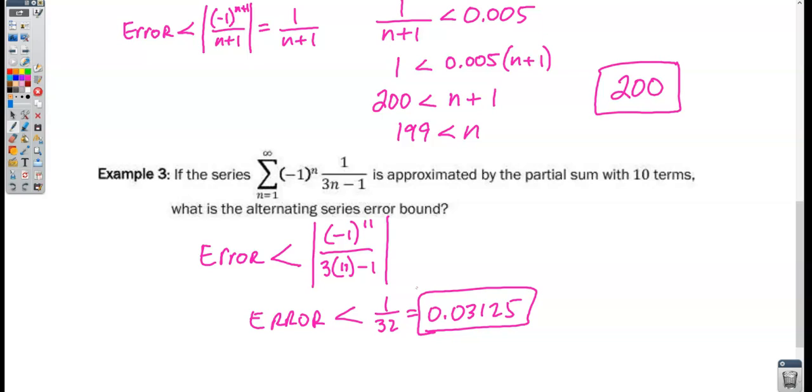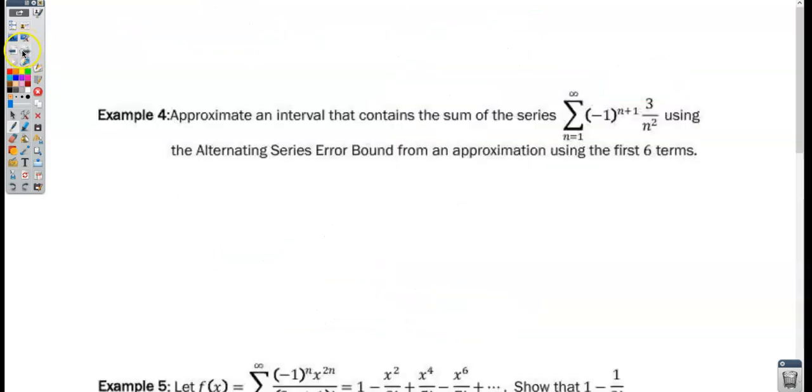Video 2 for section 1010. All we're going to do is look at a few more examples of the alternating series error bound. Turn the page, we'll go to example 4 here.